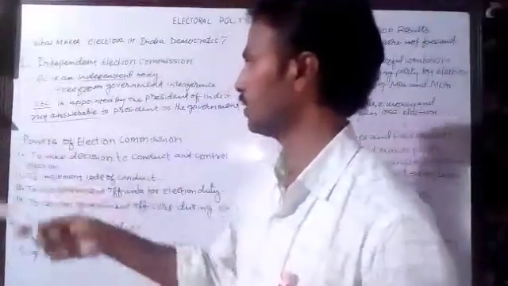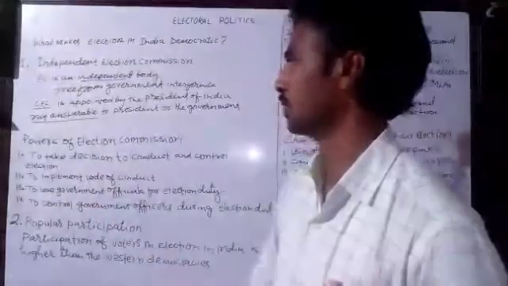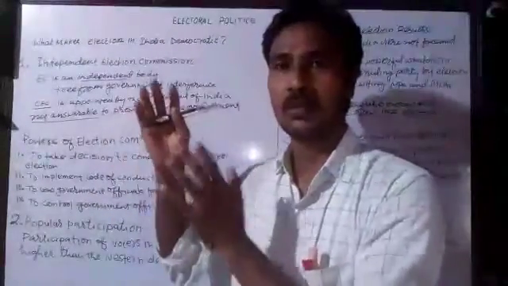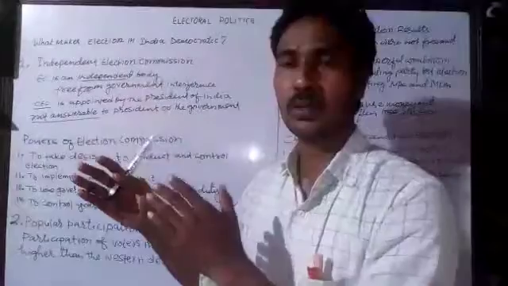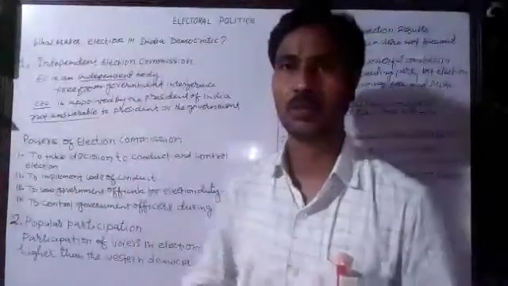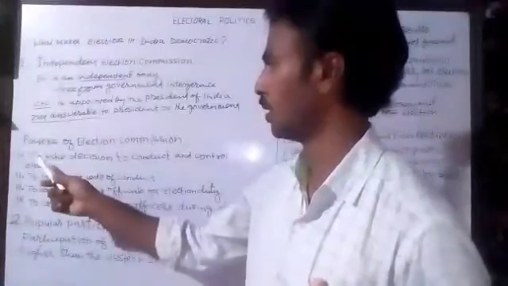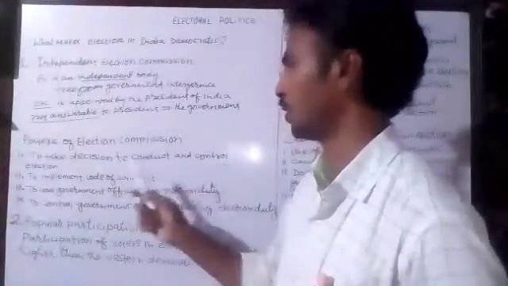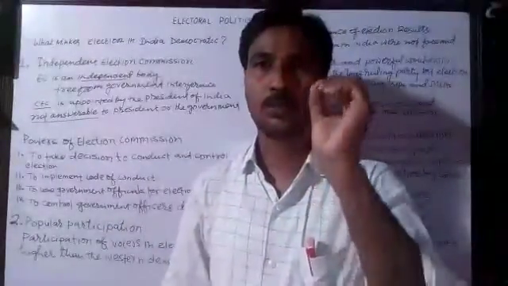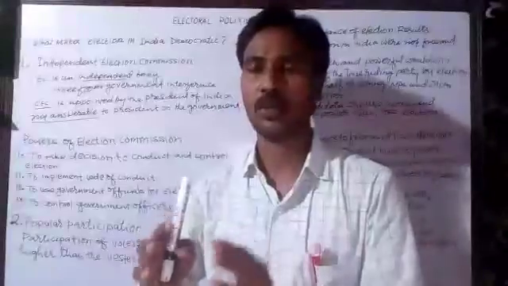Next we see the power of the election commission. We have seen the working of the election commission, now the power of the election commission. What are the powers of the election commission? Number one, to take decision to conduct and control election. It is totally the power of the commission.